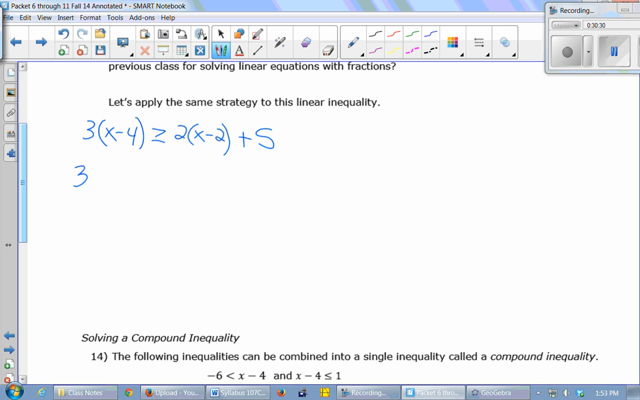So distribute my 3, I get 3x minus 12 is less than or equal to 2x minus 4 plus 5. So I'm going to move the 2x to the left. So 3x minus 2x is x. Negative 4 plus 5 is 1, and add the 12, and I get 13. Write that set in interval notation.